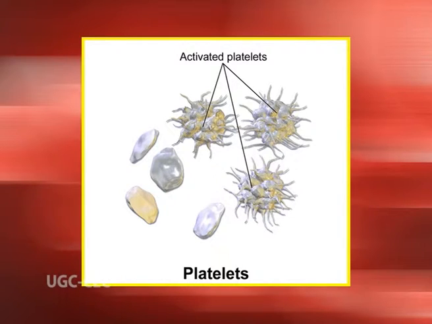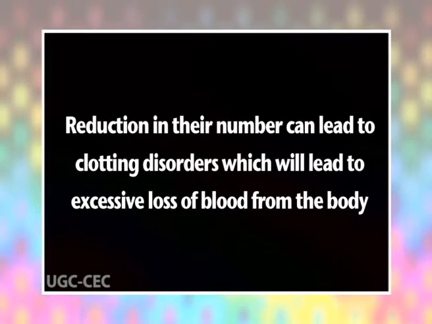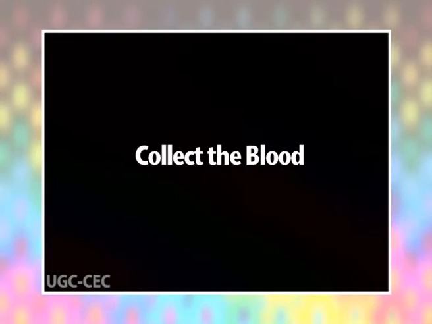Platelets, also called thrombocytes, are cell fragments produced from the megakaryocytes, which are the special cells in bone marrow. Blood normally contains 1,50,000 to 3,50,000 platelets per cubic millimeter. Platelets can release a variety of substances, most of which are involved in the coagulation or clotting of blood. A reduction in their number can lead to clotting disorders, which will lead to excessive loss of blood from the body.